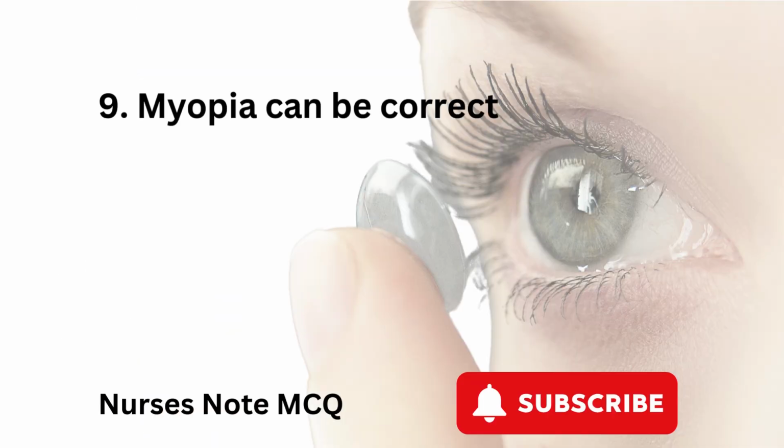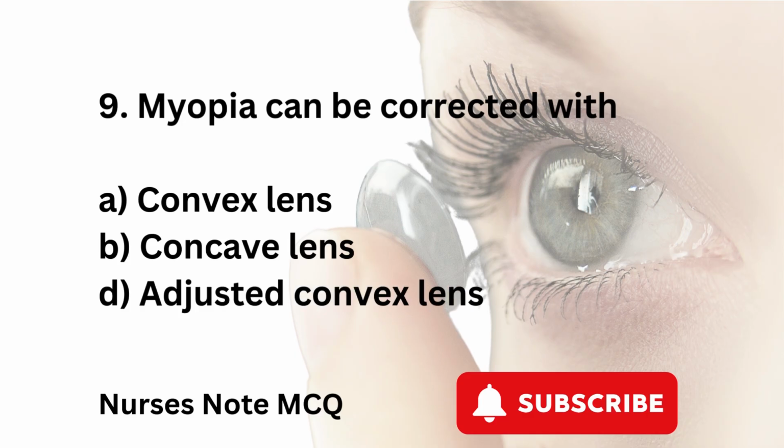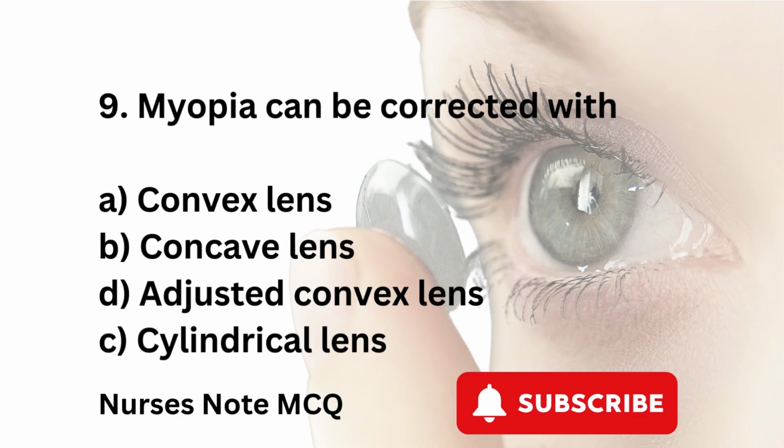Myopia can be corrected with A. Convex lens. B. Concave lens. D. Adjusted convex lens. C. Cylindrical lens.